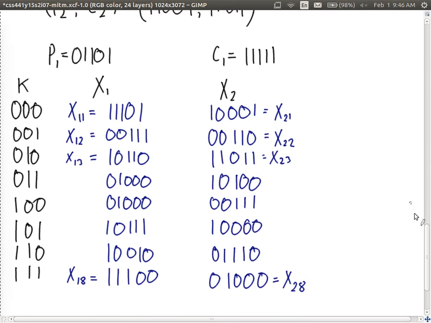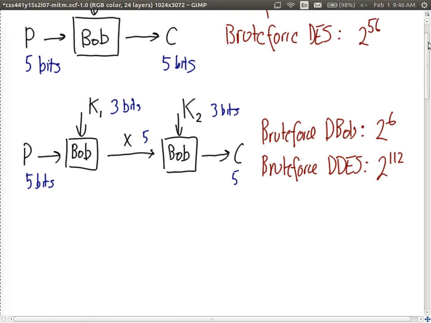So in our block model, what we did, P1 encrypted with 8 keys, get potential values of X, X1, so X11, X12, up to X18. With C1, decrypt with all possible keys, K2, and get X2, X21, X22, and so on. And we know if we've got the correct K1 and K2, then the X values should match. X1 should equal X2. Because we know that X is the intermediate value when we encrypt to get the ciphertext. So this tells us what are the potential values of K1 and K2.